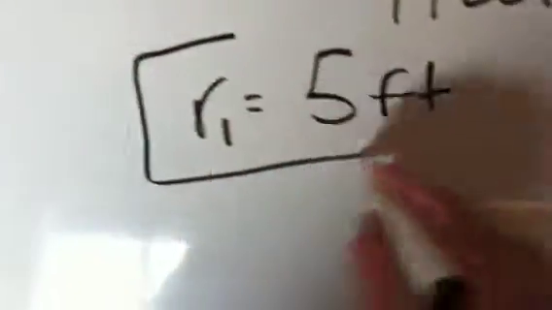So child 1, the little one, 60 pounds, is 5 feet from the fulcrum. So this is the picture. 5 feet here, child 1, 3 feet here, child 2. Okay? This is the picture.